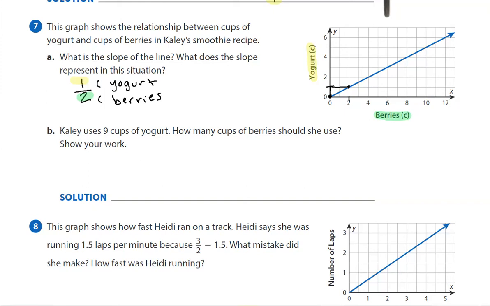Now Kaylee's using 9 cups of yogurt. So we have 1 cup of yogurt per 2 cups of berries, and 9 cups of yogurt. How many cups of berries? Well, to get from 1 to 9, what are we going to multiply? 9. So if we multiplied our numerator by 9, we also have to multiply our denominator by 9. 2 times 9 is 18 cups of berries.